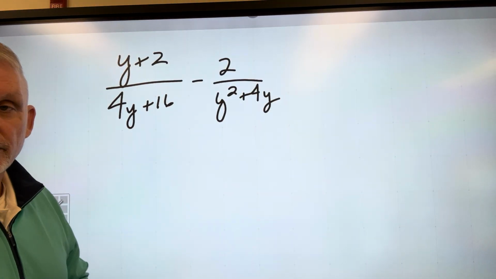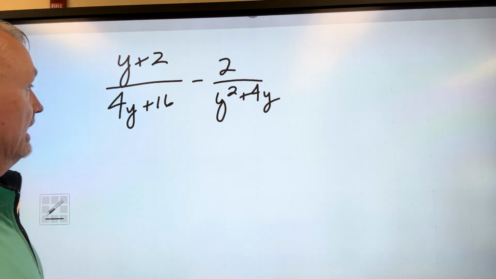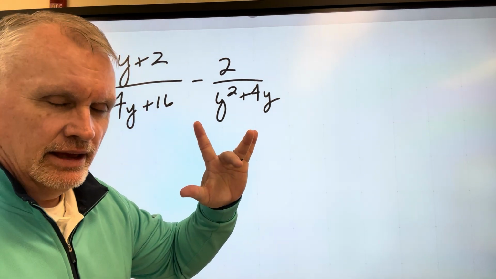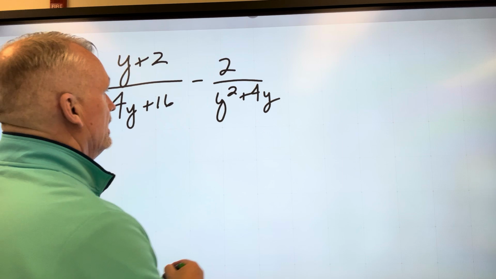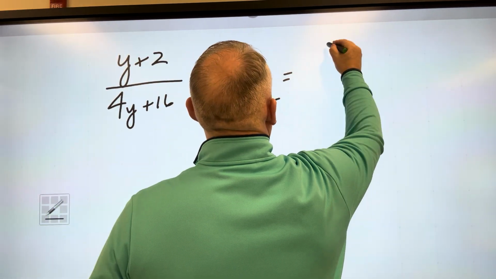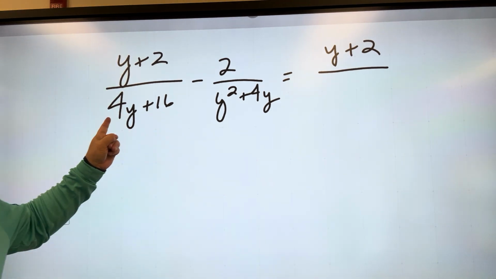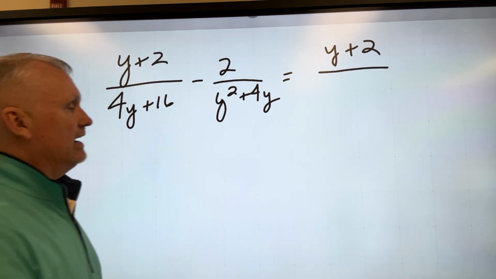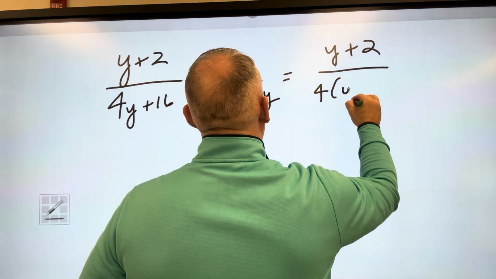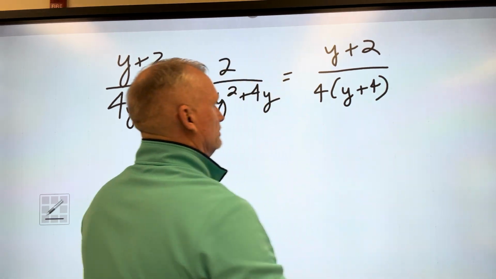Next. Ooh, this one looks like a doozy. Okay. Step 1, factor. So the y plus 2 stays good. What's the GCF of 4x plus 16? We'll take out a 4, and you're left with y plus 4.